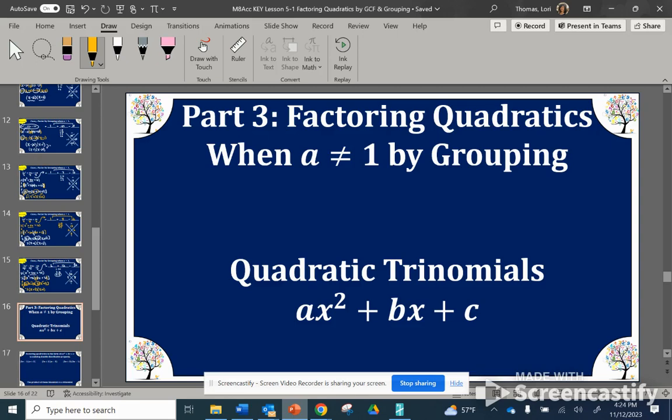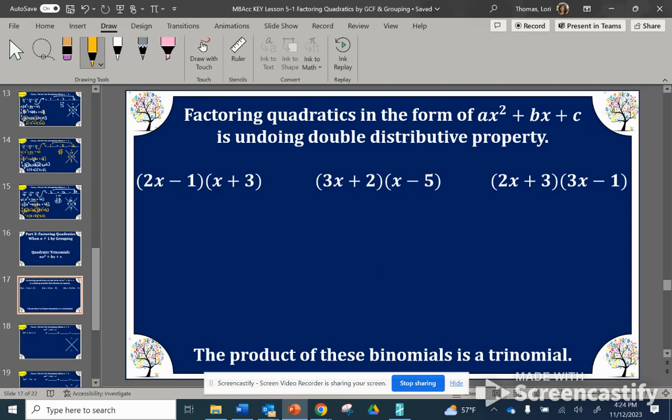Okay, guys, now let's take a look at part 3 of our lesson on factoring quadratics by GCF and grouping. This time, we're going to take a look at quadratic trinomials, and we're going to factor by grouping again, but this time our a value is not going to be 1. But the process is exactly the same. So let's take a look at what the factors of quadratic trinomials look like when a is not 1.